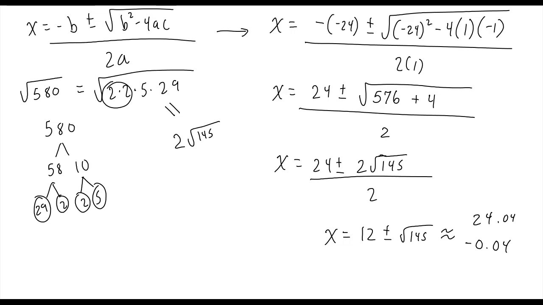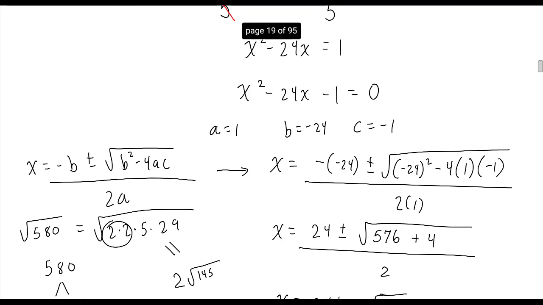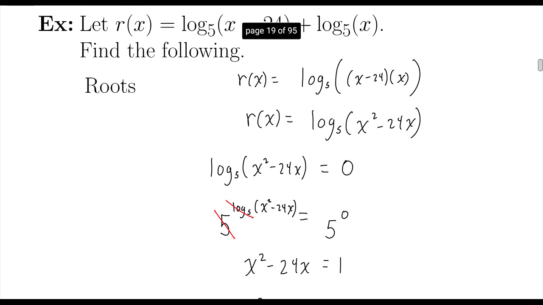The reason why I'm separating this is because I want to check to see if they both work. Remember, I'm not allowed to plug in a 0 or negative into the logarithm. I'm not allowed to do that. Okay, so it's okay if I plug in that 24.04, because if I plug it in here for x, I'll still end up with a positive number. If I plug it in here for x, it's still a positive number. Everything's good.